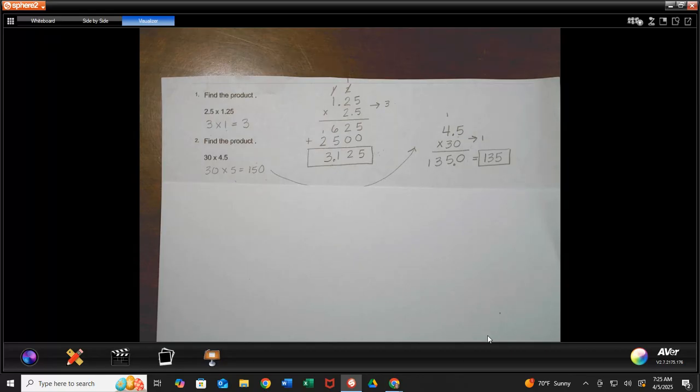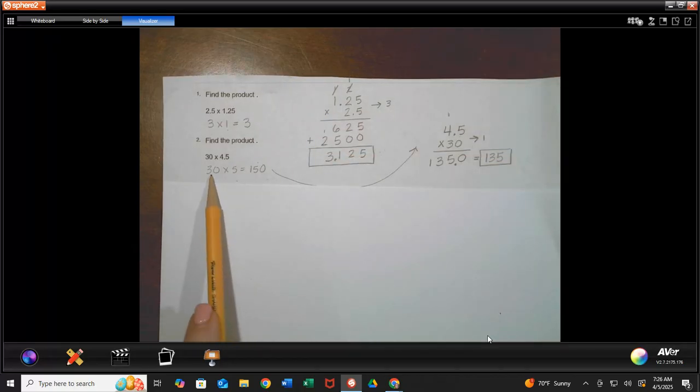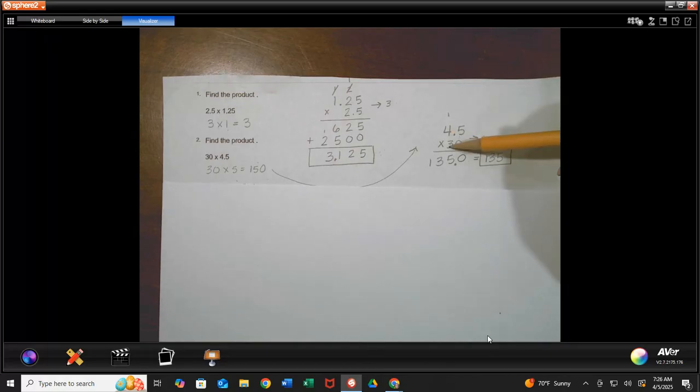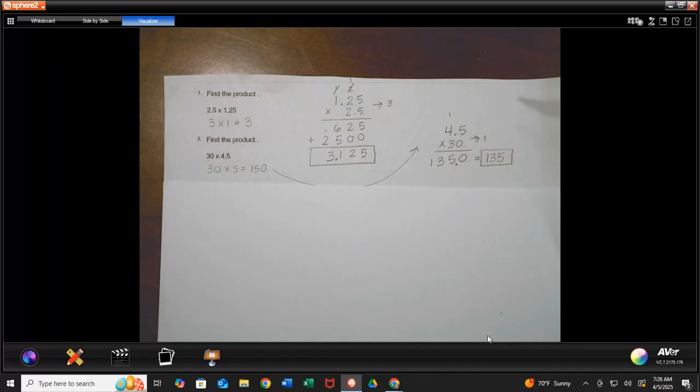All right, so number 2, 30 times 4 and 5/10. I keep my first factor, 30. My second factor, I round up to 5. I get a real quick estimate of 150, a little bit of an overestimate. I multiply it as if I'm multiplying 45 times 30. If I have a 0 in the ones place of my bottom factor, I can do the shortcut where I just put down the 0 and I start multiplying by the 3. So I get 135 decimal point 0. That is very simply the whole number 135. I do not need the decimal point or the 0 behind whole numbers.